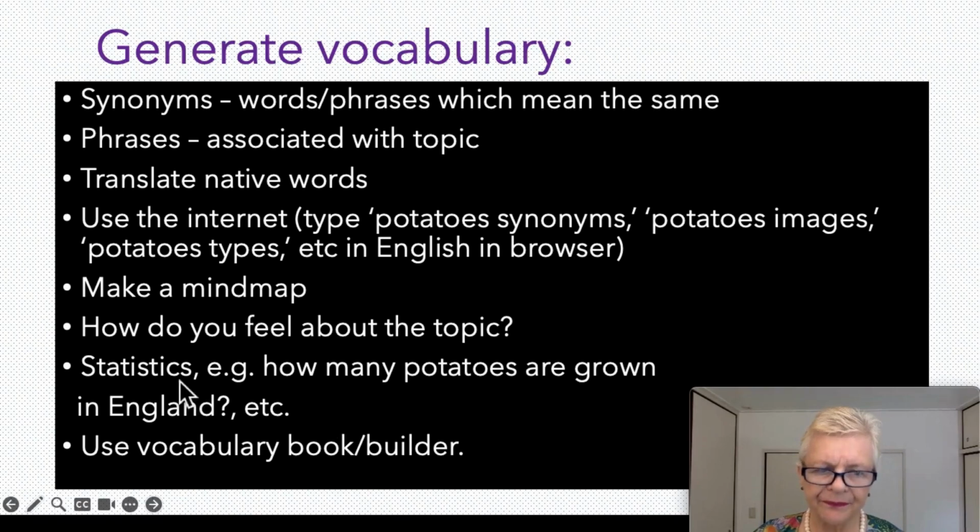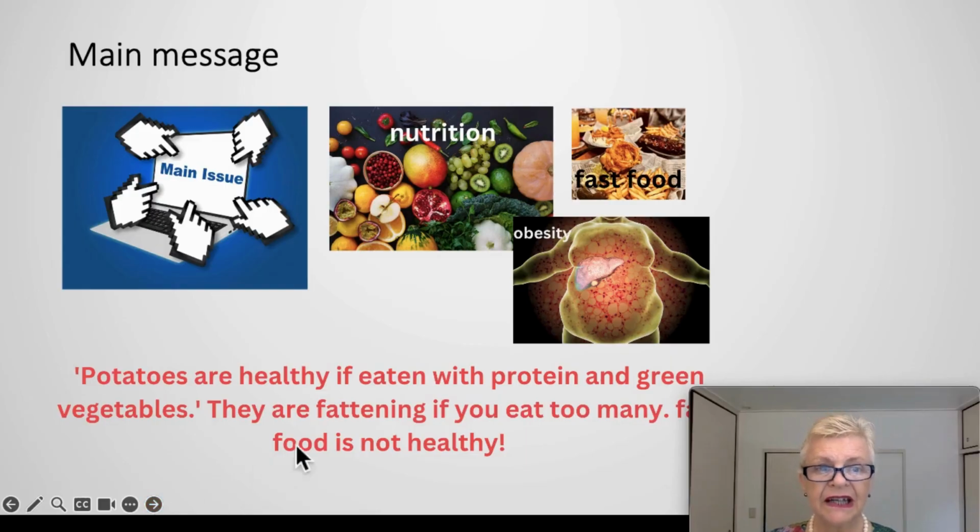If you're giving a business presentation or an academic presentation, maybe you can find some statistics to show. For example, how many potatoes are grown in England, etc. And you can use a vocabulary book or builder. There are many you can buy online, and they will help you to associate different words and phrases with different topics. Now, here are some ideas to help to generate more vocabulary for you.